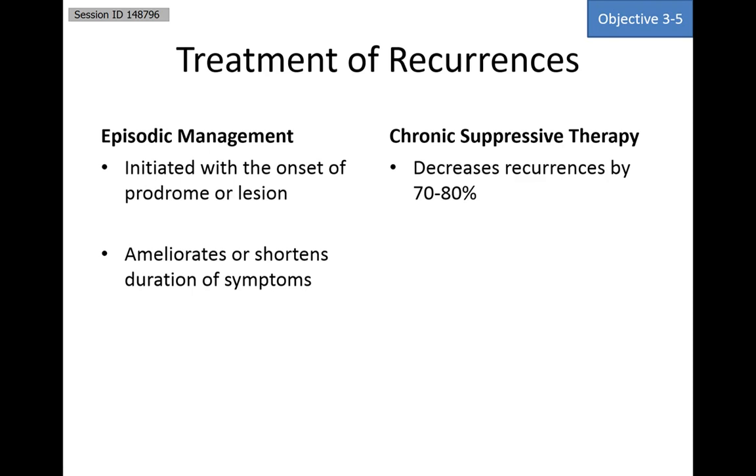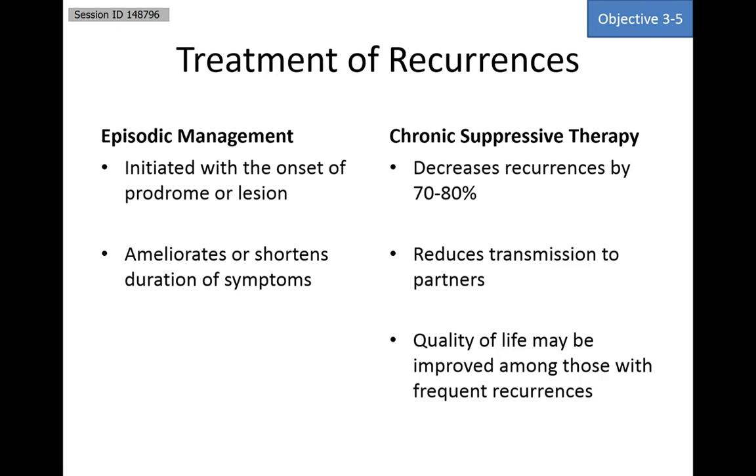So taking chronic suppressive therapy can actually decrease the rate of recurrence by 70 to 80%, which is really huge for patients who are uncomfortable or in pain, because these lesions are really painful once they occur. It can also reduce transmission to partners if we start patients on chronic suppression, as well as improve the quality of life of the patient, especially if they are at risk for recurrent infection.